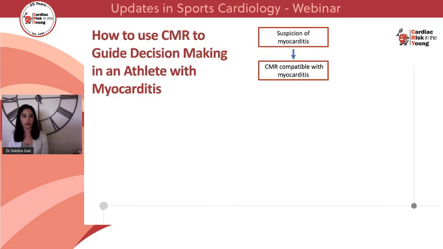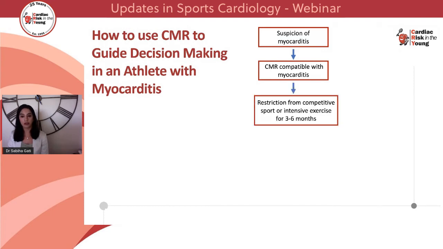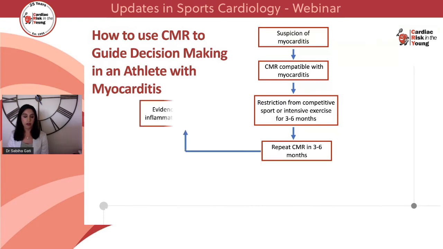So this is how we use CMR to guide decision-making in an athlete with myocarditis. If you suspect myocarditis, do a CMR, and if you identify features compatible with myocarditis, you need to restrict these individuals from competitive sports or intensive exercise for a period of 3 to 6 months. You need to then repeat their CMR in this time period of 3 to 6 months. If you identify that there is evidence of ongoing inflammation or there is impaired LV function, these individuals should remain restricted from competitive sports or intensive exercise.